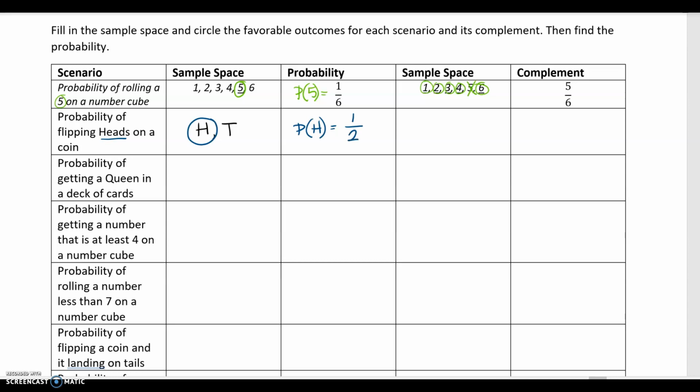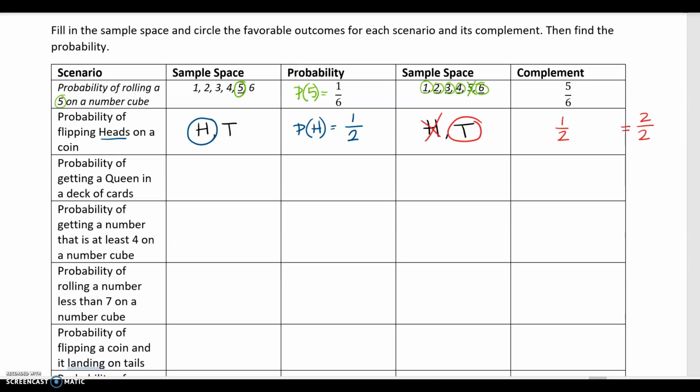Okay. So again, we're going to do our sample space. So we have heads and tails. So not heads leaves me with tails. So that's also 1 out of 2, because I needed to get my top number to 2. So 1 plus 1 gets me 2. Okay.